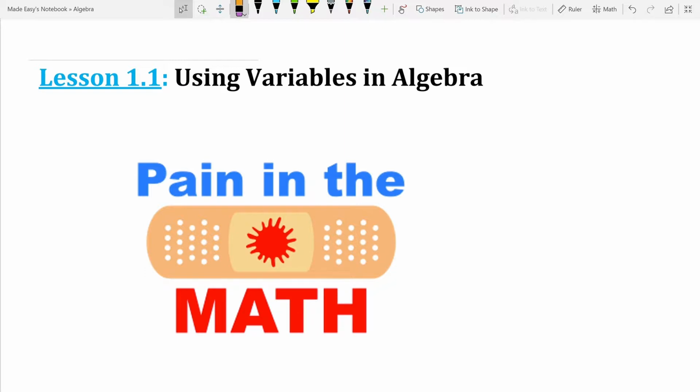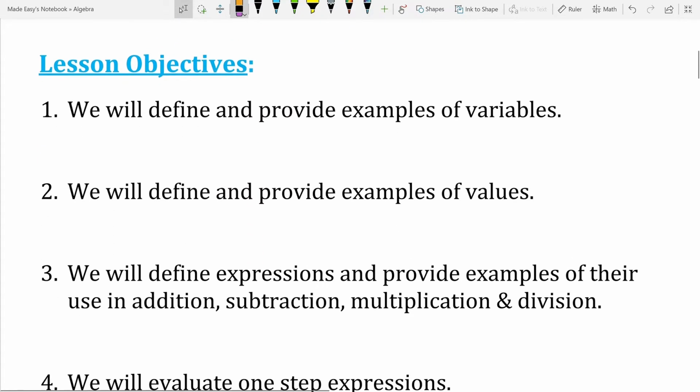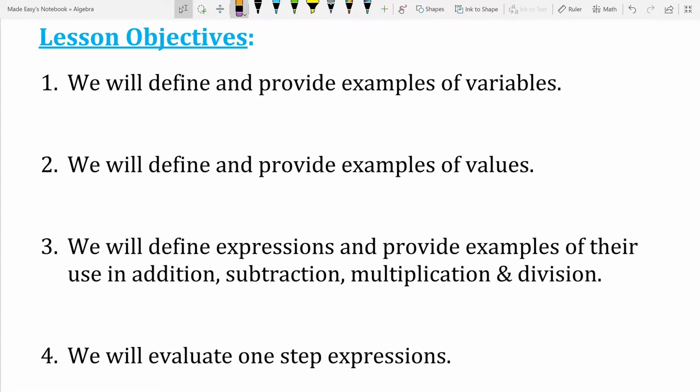Today we'll discuss using variables in algebra. Our lesson objectives include: 1. We will define and provide examples of variables. 2. We will define and provide examples of values. 3. We will define expressions and provide examples of their use in addition, subtraction, multiplication, and division. 4. We will evaluate one-step expressions.